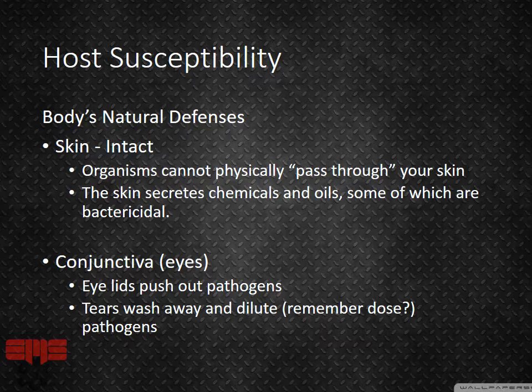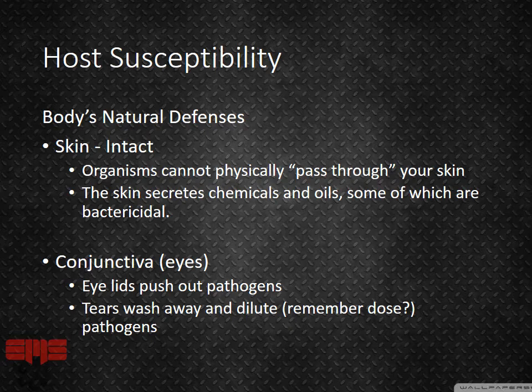Organisms cannot get through your skin. So if you get HIV blood on your intact skin, don't freak out. There is absolutely no way, if your skin is intact, for that virus to get into your blood. In addition to that, your skin also secretes chemicals and oils, some of which are bactericidal, which means they kill bacteria. And that's also true for your tears in your eyes. They secrete some things that actually help destroy bacteria.